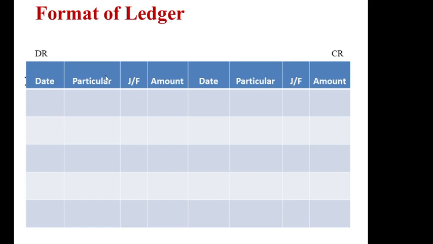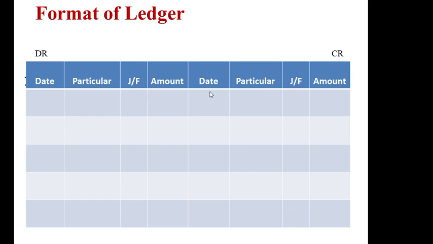The date column, the particular column, and JF, which means the journal folio. Whatever transactions we recorded in the journal book, the page on which that transaction is recorded, when it is transferred from the journal into the ledger, that page number you have to write here. So this is the journal folio. Next is the amount column: whatever amount is recorded against the particulars, you have to write it here.